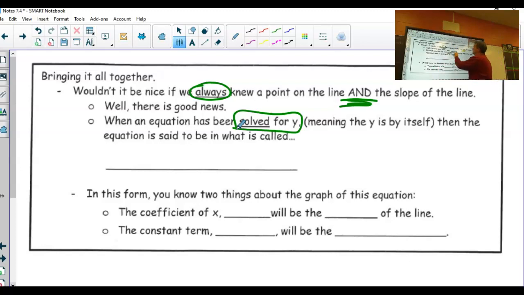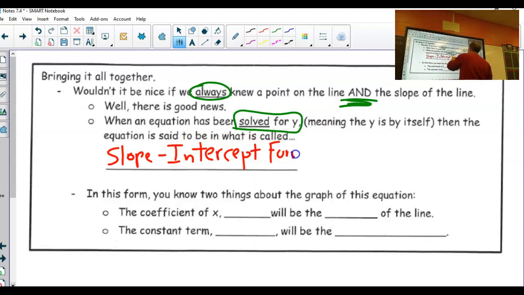Then the equation is said to be in what is called slope-intercept form. This is actually a formula. It's called slope-intercept form, and in general, it looks like this. When an equation has the y by itself, then you know two things about the graph.